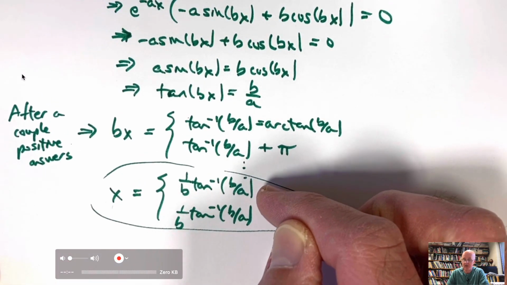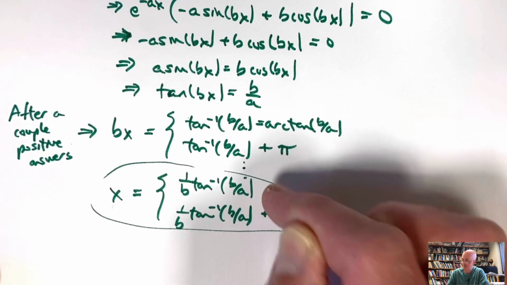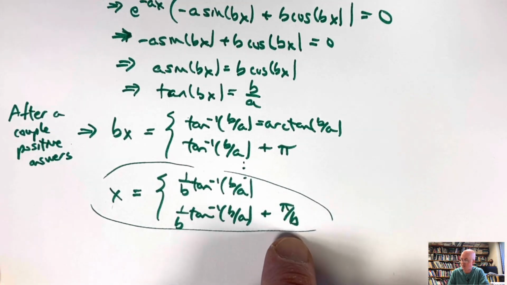This one's going to 0 for fixed B as A increases, but this one is not. It's going toward pi over B. Okay? So I didn't think about that until just now, but that is what's going on.